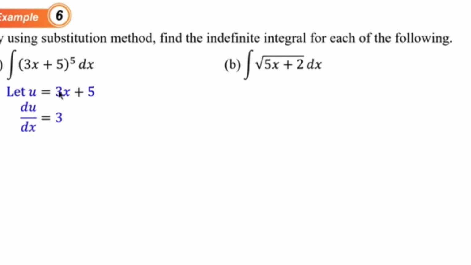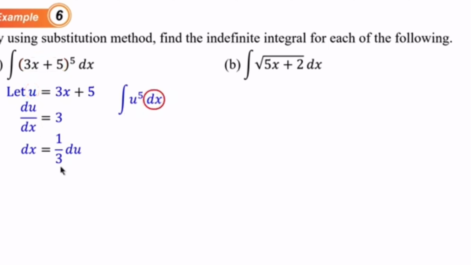So du over dx first is 3. Okay, so du over dx is 3. That means dx is 1 over 3 du. Can you understand? You cross multiply carefully. So the dx is actually du over 3 or 1 over 3 du. Now let's substitute 3x plus 5 as u. So we will integrate u with the power 5. But there is a dx, right? So for dx, we have to write 1 over 3 du, right?